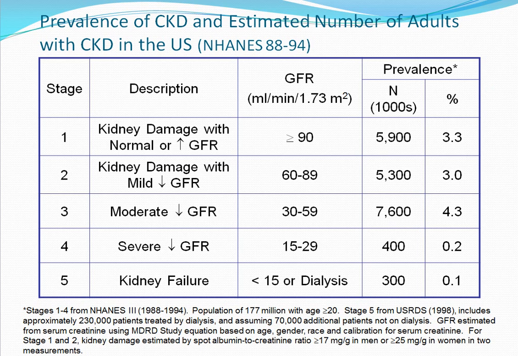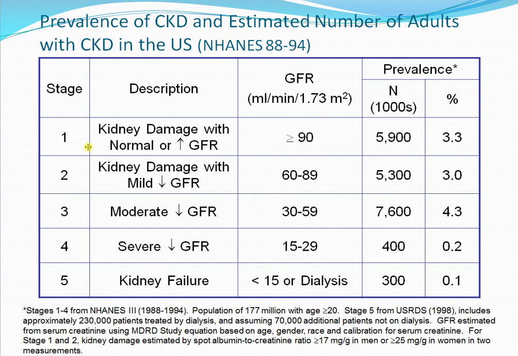On the left hand side, you see the stages 1, 2, 3, 4, 5. As you go from 1 to 5, the disease gets worse. So 5 is worst and 1 is the best. The normal GFR or creatinine clearance is around 120 to 125 ml per minute.